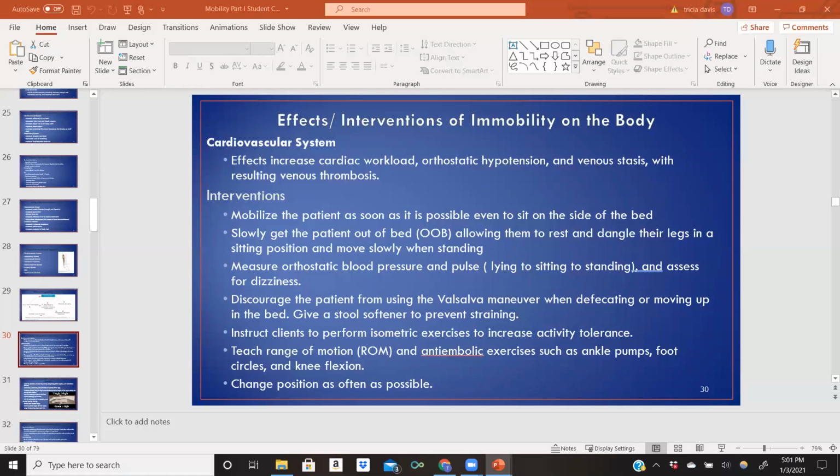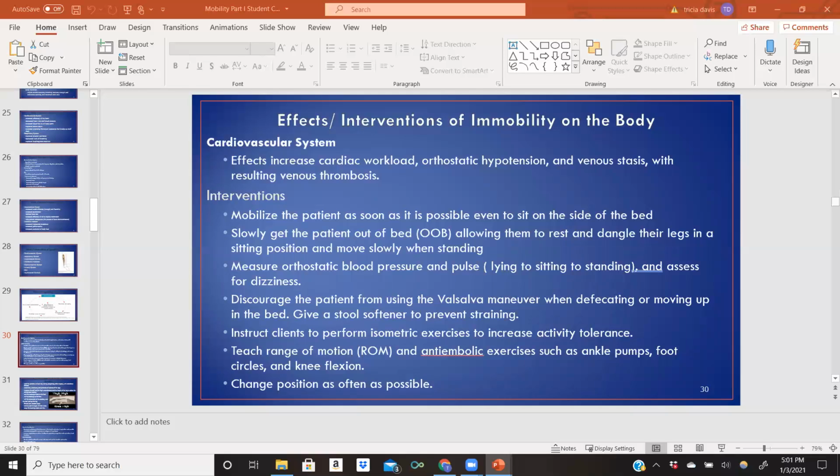You have them lay down and you measure it, then you have them sit up and measure it, and then you have them stand up and measure it. And if they have a decrease in their systolic number of more than 20 between those 3 position changes, or diastolic of 10 or more, then that means they have orthostatic hypotension.